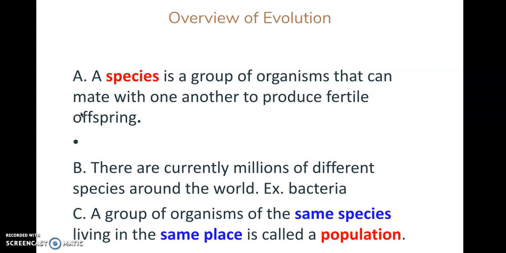Okay, now if you're following along in your own Google Slides, we have the overview of evolution. Basically, what is evolution? Before we talk about that, you have to recall a few of the vocabulary words we have already talked about. Species. A species is a group of organisms that can mate with one another to produce fertile offspring. Another thing, there are currently millions of different species around the world. An example would be bacteria. The next is a group of organisms of the same species living in the same place. It's called a population.